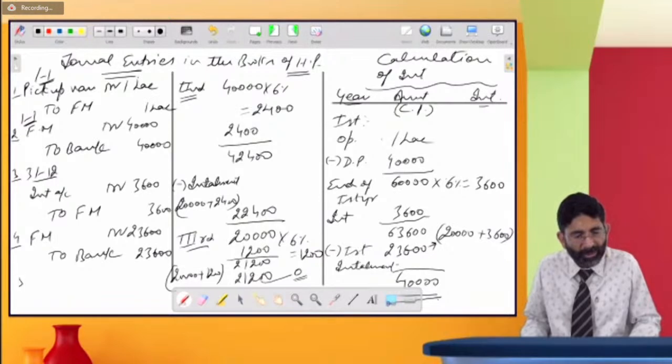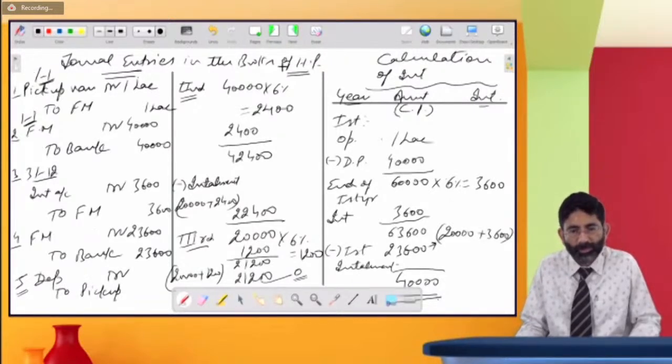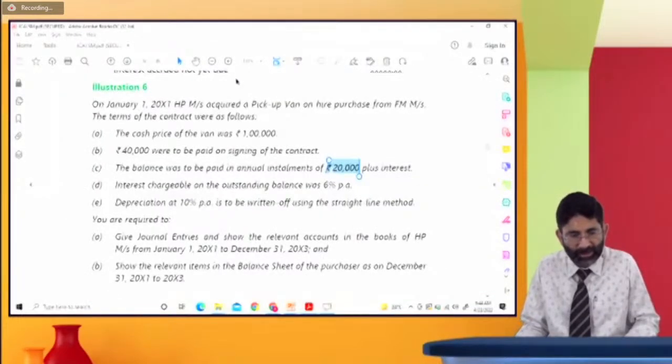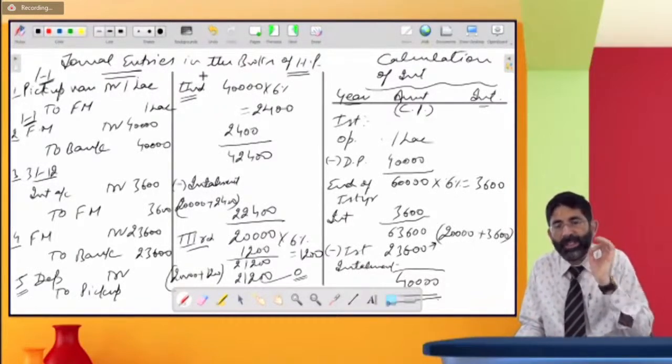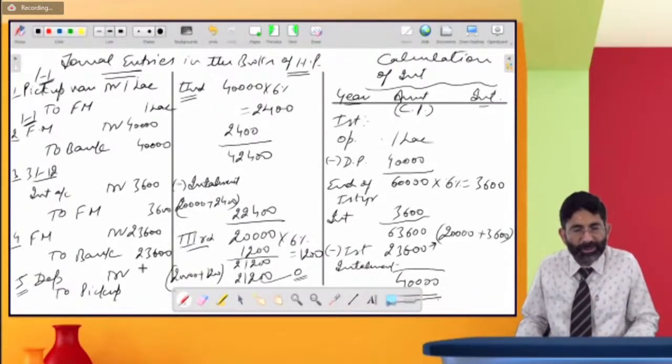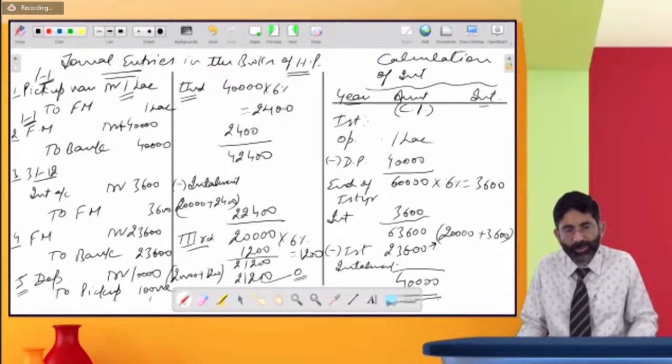Fifth entry is regarding depreciation, which is to be made at the end of every year. Depreciation account debit to asset account, to pickup van account. So what is the rate of depreciation? It is 10%. It will always be on cash price. Depreciation is always calculated on cash price. Note it down with you, beta. Cash price is 1 lakh rupees. So depreciation will be 10% on this. It is 10,000, beta. Take a screenshot of it so that we can proceed to the next page.